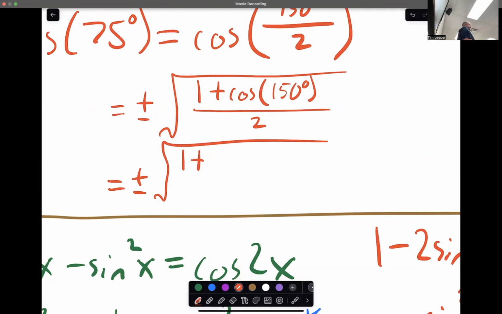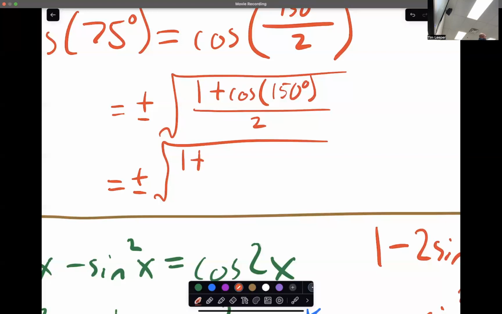How about this? What's the reference angle for 150 degrees? It's 30 degrees, right? What is the cosine of 30 degrees? Square root of 3 over 2. Good. And cosine is in the second quadrant here.